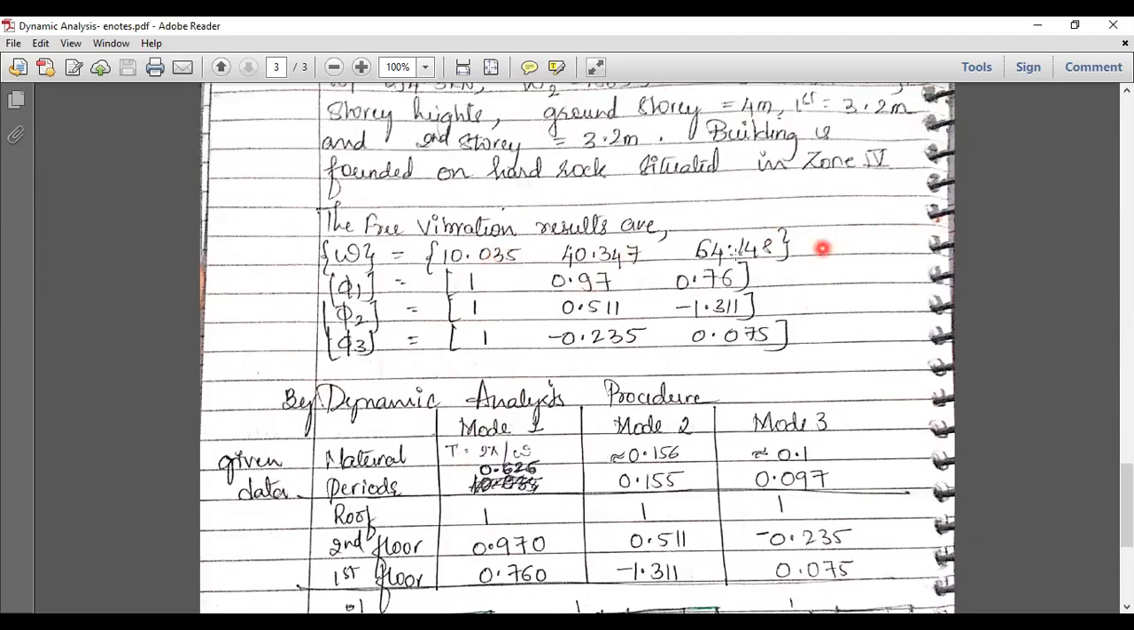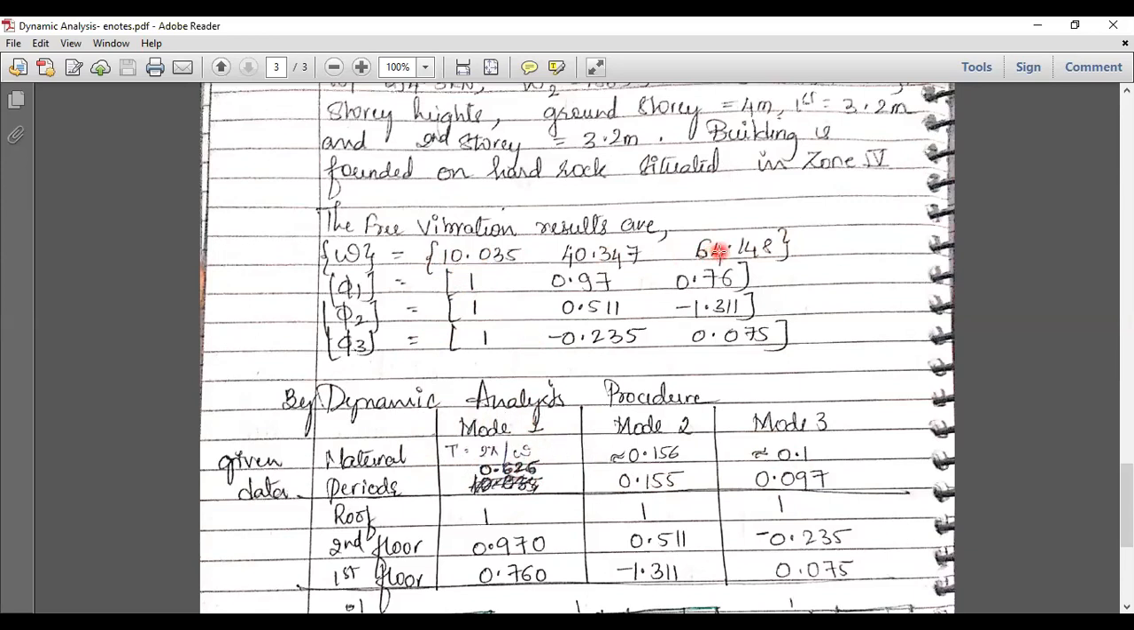Now I've calculated the natural period T. When omega is given in radians per second and I want to calculate the natural period T, the formula is omega equals 2 pi by T, or T equals 2 pi by omega. So I'll calculate T first, substituting for all the omega values, that is 2 into pi, 3.142, divided by omega, 10.035. I get 0.626, 0.156 and 0.097, which I've taken as 0.1. I've used the formula T equals 2 pi by omega.